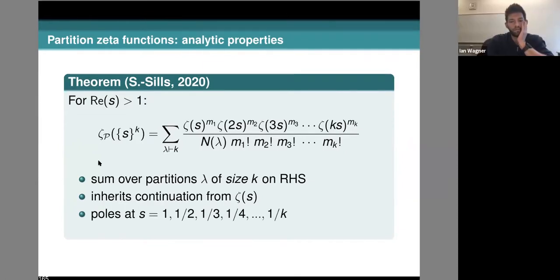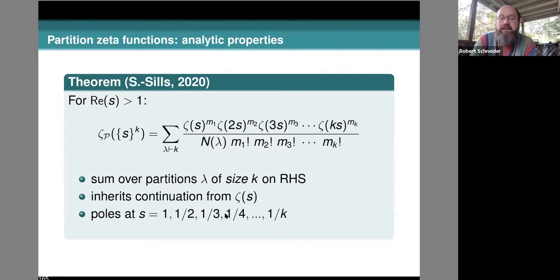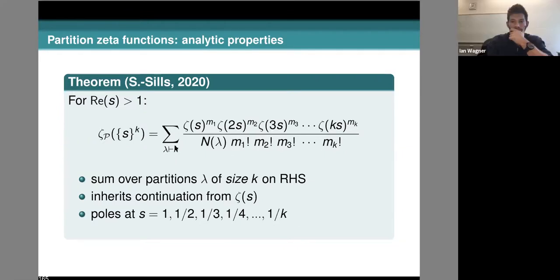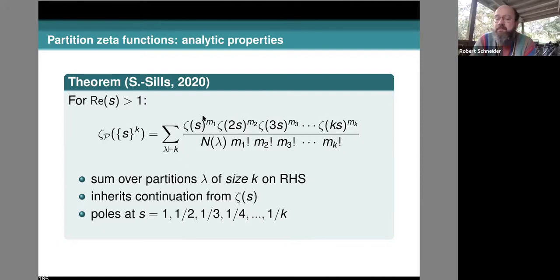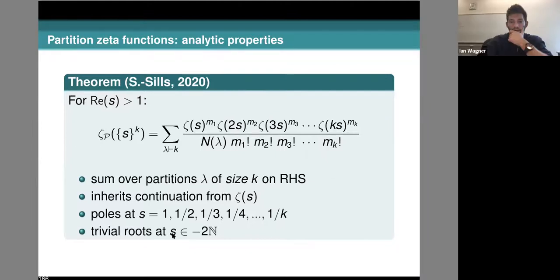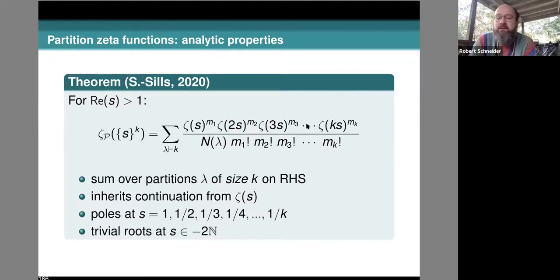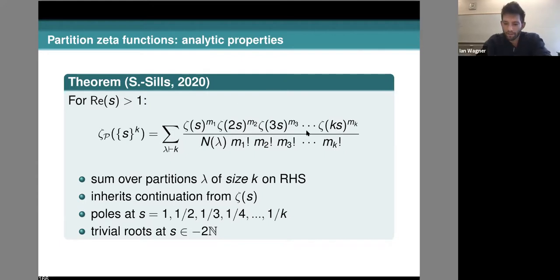We get poles. We can identify that there are poles at the unit fractions up to 1 over k, because that's where the poles of all of these are. And all of these have trivial roots if s is an even number. And so we have trivial roots also at the negative even integers, just like the analytic continuation of the classical zeta function. Of course, it inherits that from the classical zeta function because it can be written as a linear combination.